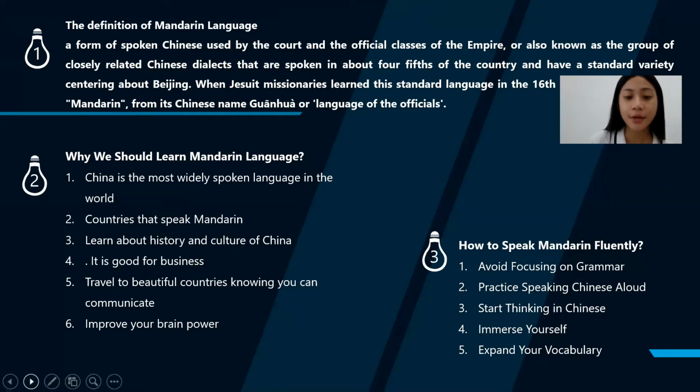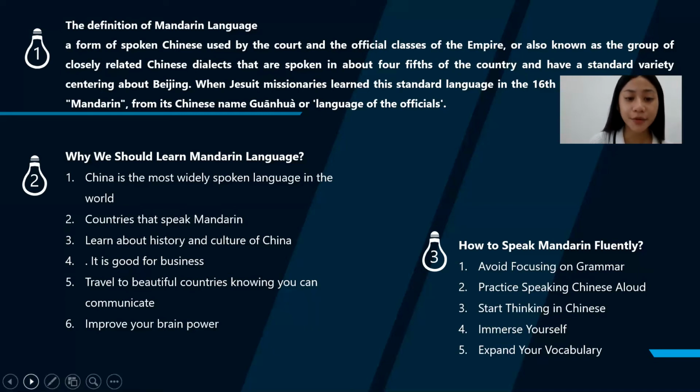Third, learn about the history and culture of China. Chinese history and culture is one of the richest and certainly the oldest in the world. China is renowned for producing beautiful novels, short stories, poetry, and certainly excellence in film.